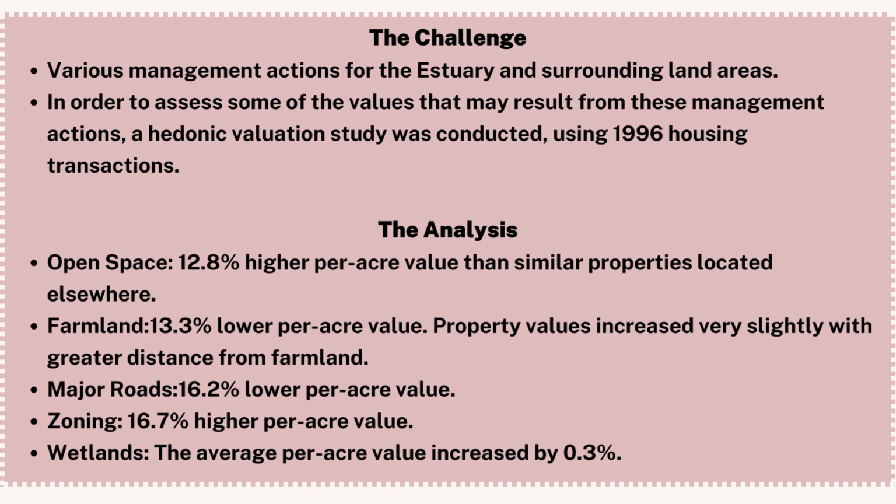Major roads: properties located within 20 meters of a major road had, on average, 16.2% lower per acre value. Zoning: properties located within an area with 2 or 3 acre zoning had, on average, 16.7% higher per acre value. Wetlands: for every percentage point increase in the percent of a parcel classified as a wetland, the average per acre value increased by 0.3%.